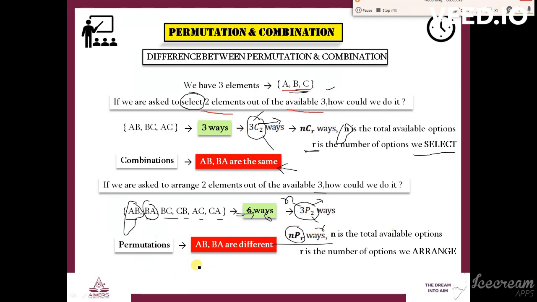In permutations, how AB and BA are different, I already explained with this example: 12 and 21 are not the same number, right? Okay.